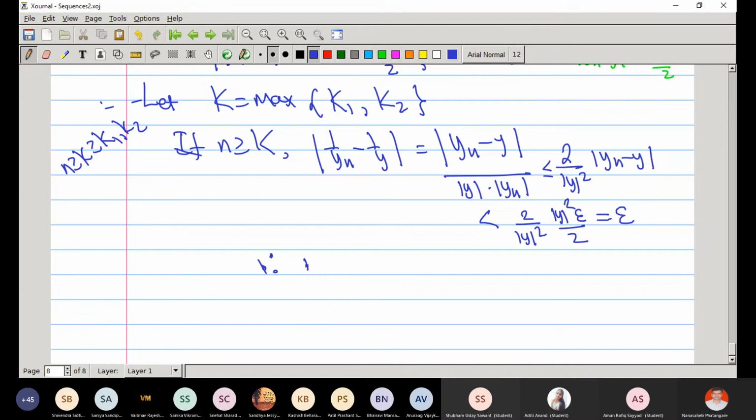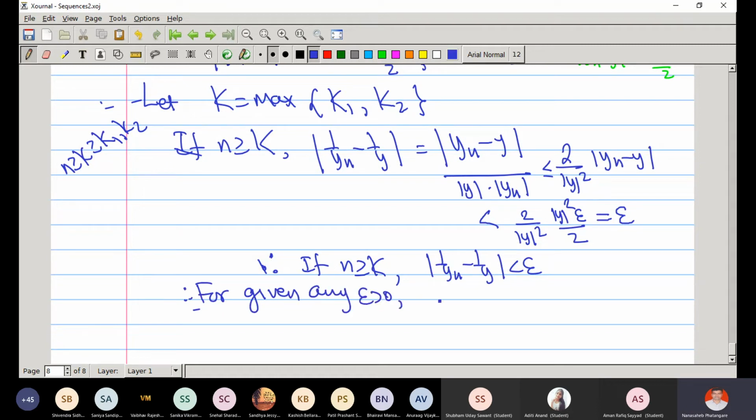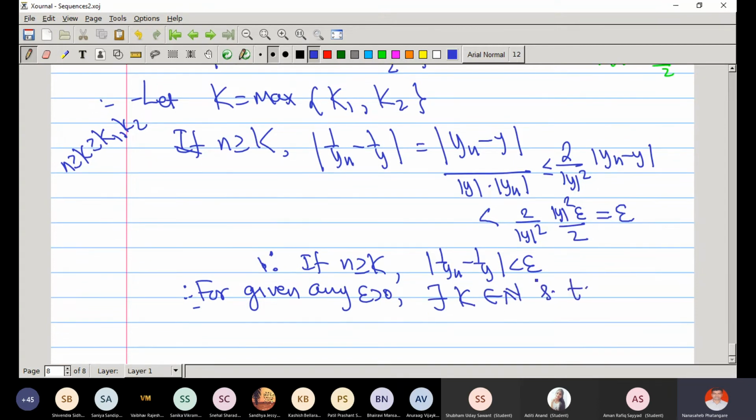Therefore, if n is greater than or equal to k, then |1/yn minus 1/y| is less than epsilon. So for any given epsilon, we are able to produce k such that no matter what epsilon is, for any such number, we can produce k such that |1/yn minus 1/y| is less than epsilon.